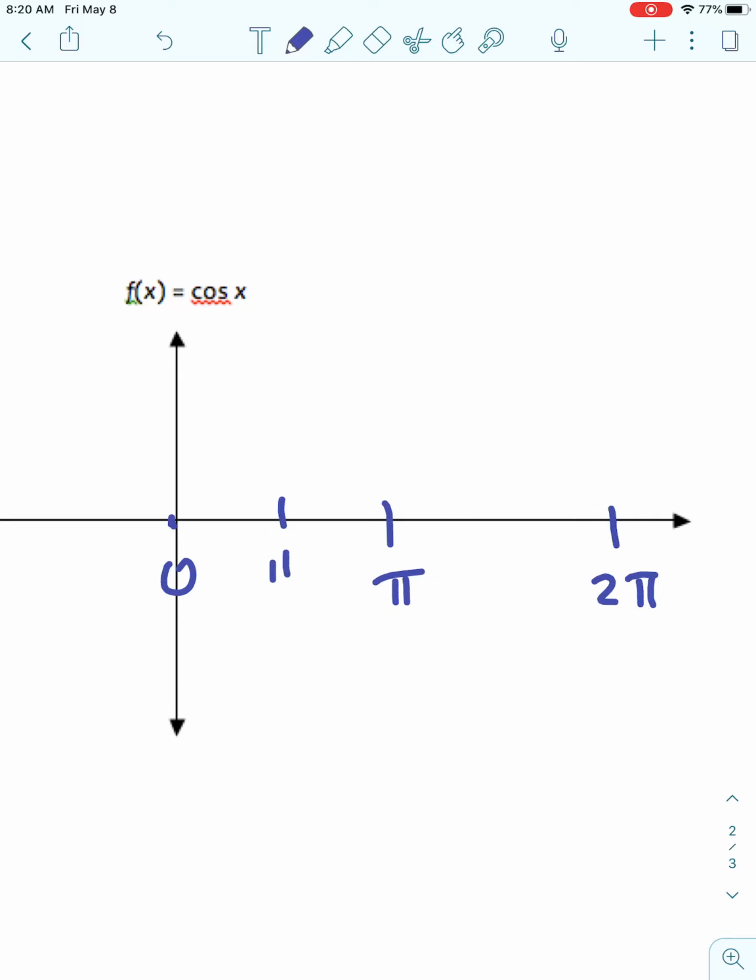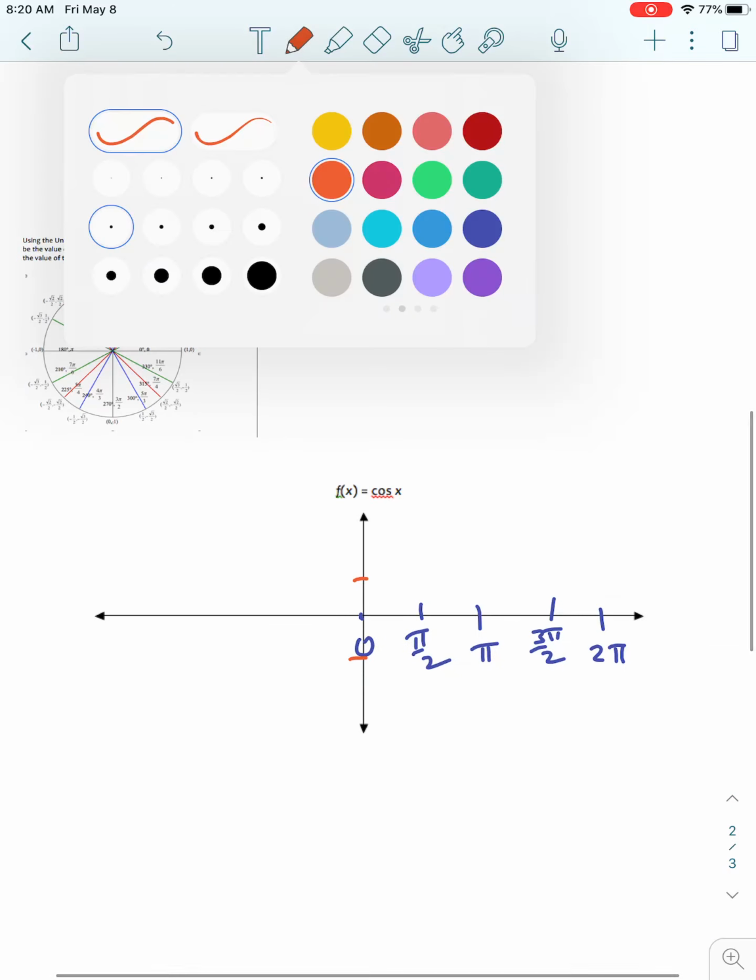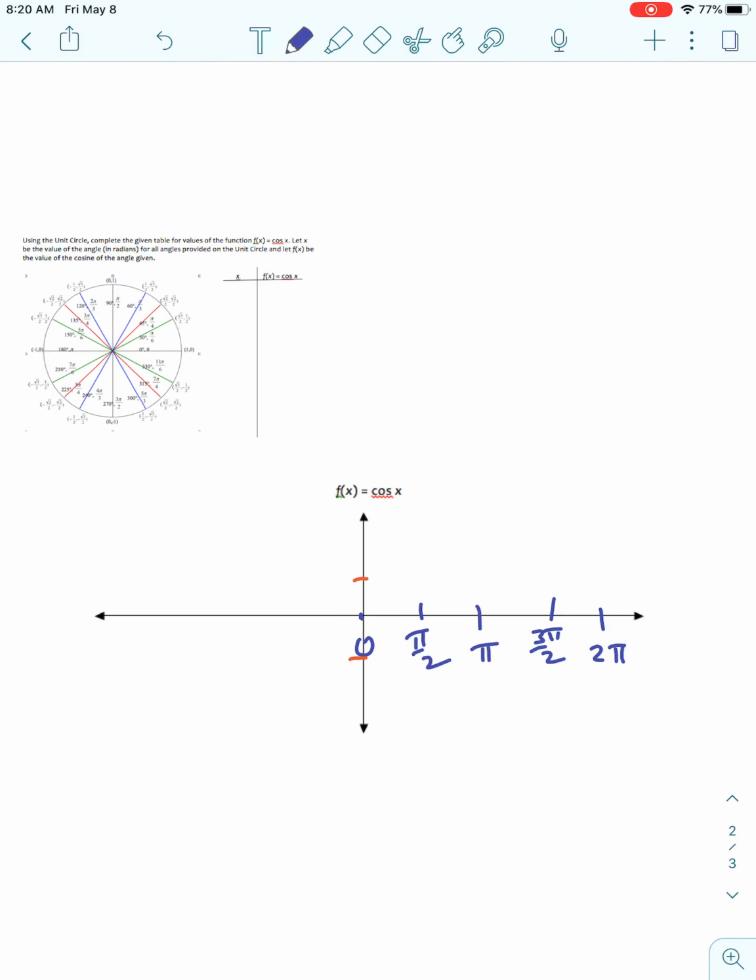We cut these in half again. And this time I'm going to go even faster. Here's a distance up of 1, a distance down of negative 1, but using my x values for cosine. My angles are here, my cosine values are here. My cosine of 0 is 1. My cosine of pi over 2 is 0. Cosine of pi is negative 1. Cosine of 3 pi over 2 is 0. And cosine of 2 pi is 1.